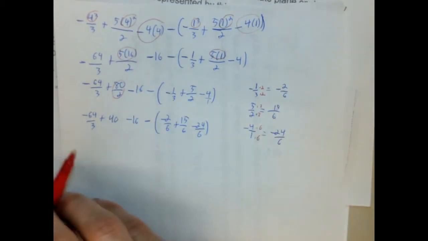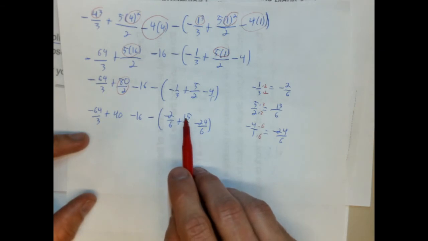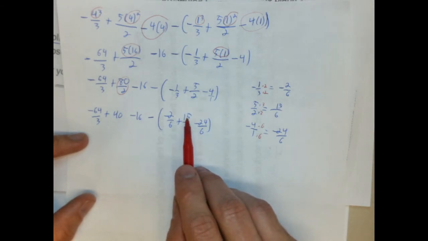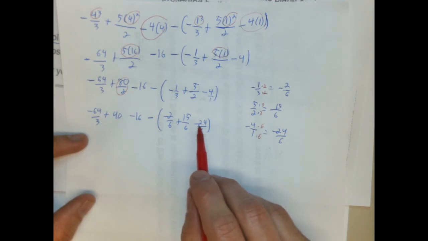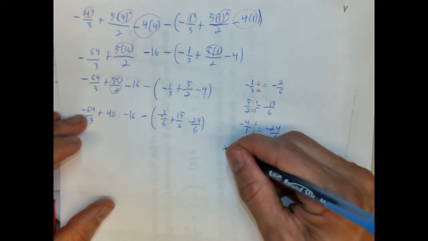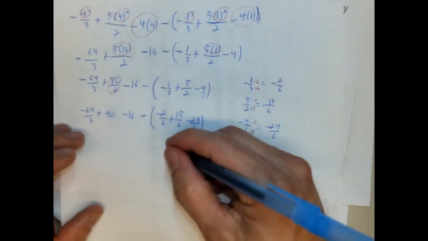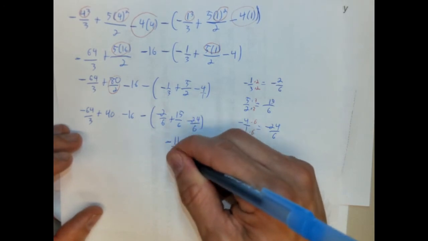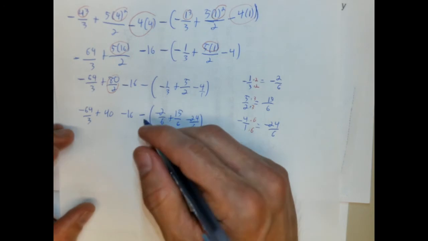Okay. Now let's combine these. So negative 2 plus 15 is 13. Take away 24 would be negative 11, I think. Let's just double check that. So 24 minus 13, 11, negative 11. So negative 11 sixths, and minus.